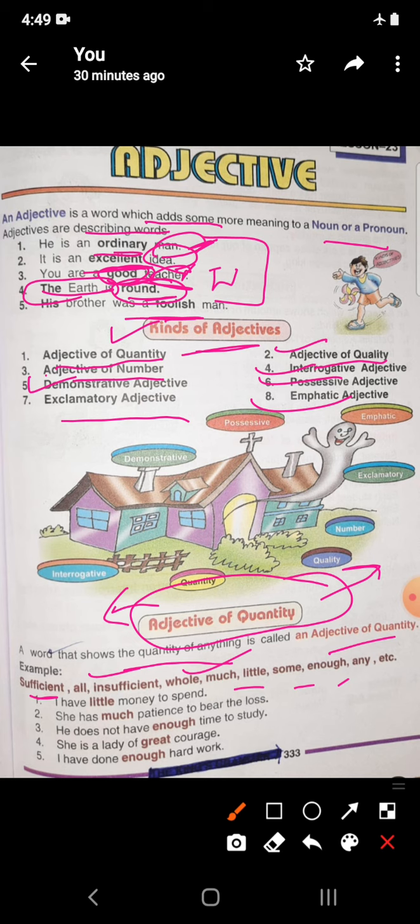Jo nouns jinko hum count nahi kar sakte, they can either be weighed, उनका वजन कर सकते हैं, या फिर measured, उनको माप सकते हैं. So basically adjectives of quantity are meant for uncountable nouns, those nouns which cannot be counted, which can only be measured or weighed. जिनका हम अंदाज़ा लगा सकते हैं.